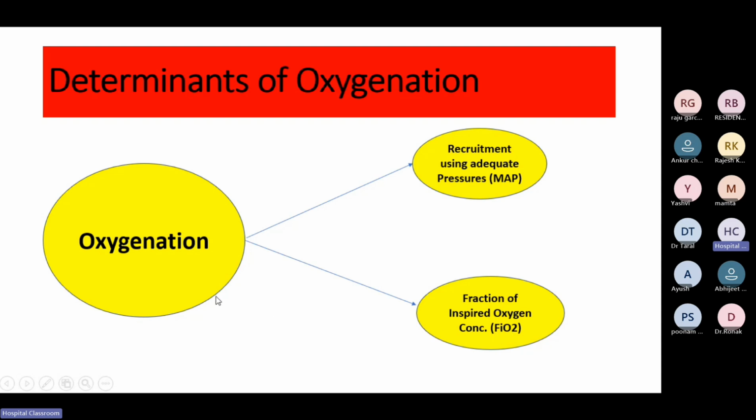Now all of us know that using high oxygen concentrations can sometimes be deleterious. So we should always try to use the minimum FiO2, and we should try to recruit the lungs as much as possible, especially when ventilating newborns. So we have to use adequate pressures. Without using adequate pressures, if you just keep on increasing the oxygen, that may not help many times.